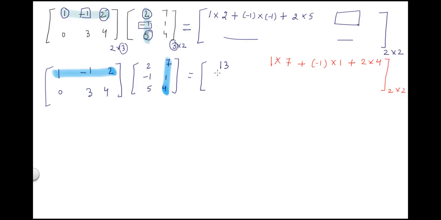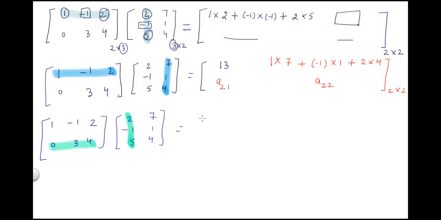Clear? The third element here will be second row, first column, right? It will be A21, and A22 we are left with. So for A21, what we are going to do, we'll take the second row and first column now. By doing so, we will get here 13. Here we get minus 2. Let us do for the third element. So you multiply 0 with 2. What we get? 0 cross 2 plus 3 cross minus 1 plus the next one is 4 cross 5.